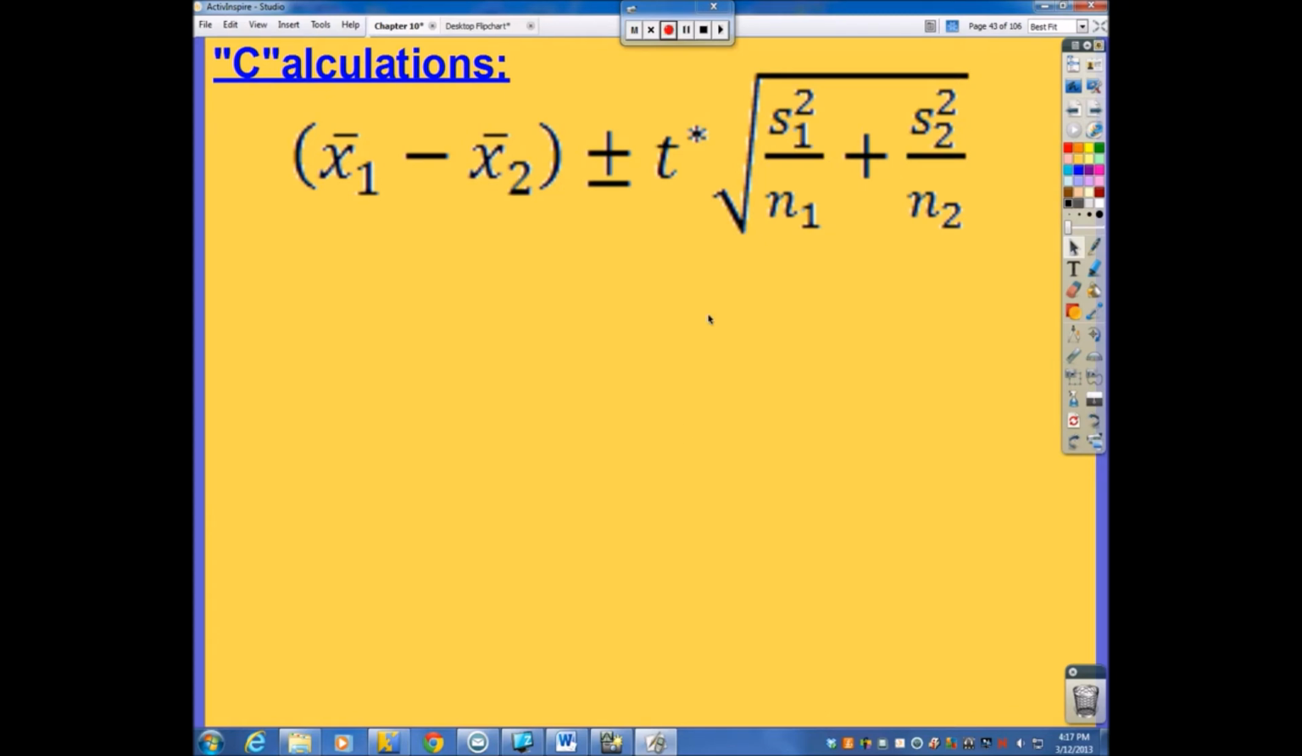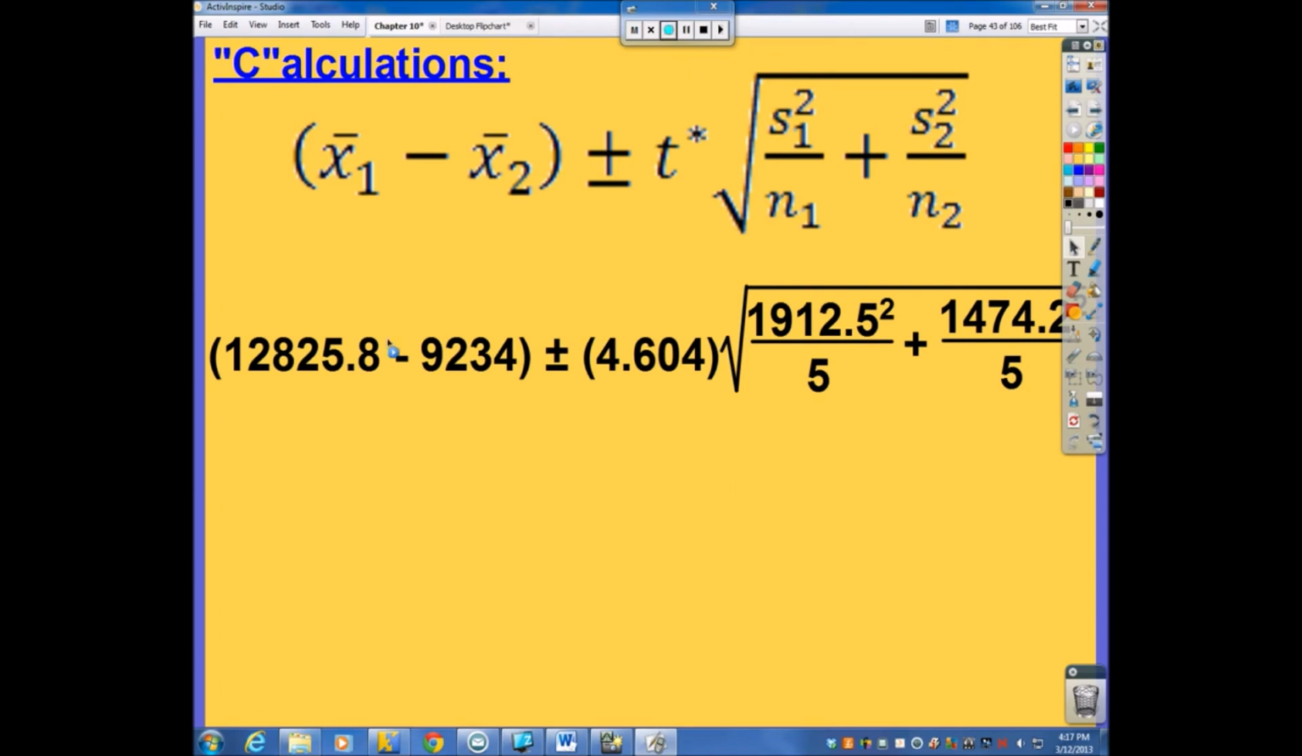So calculations. Here's that lovely formula I gave you earlier. And now we're going to plug in our numbers. So here is the mean of our Target. Here's the mean of Walmart. I'm calling one Target, 2 Walmart. And the reason why I did that was so that I would end up with a positive difference here. And again, you could go the other way.